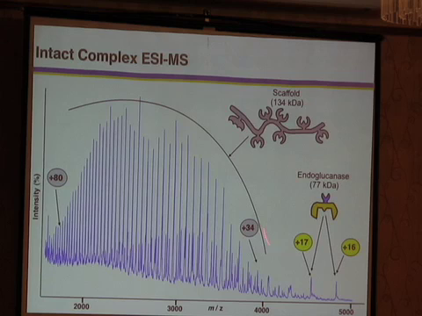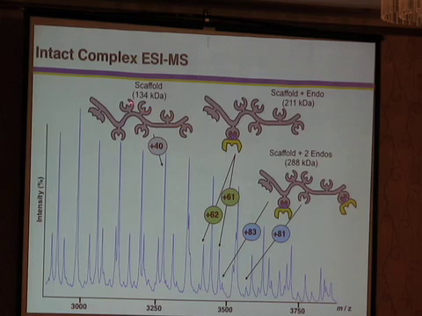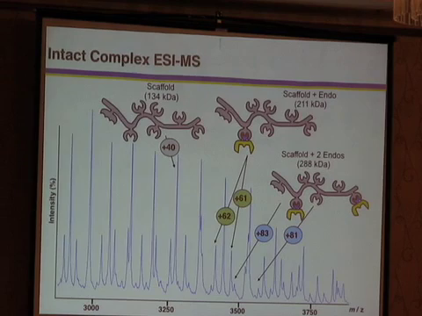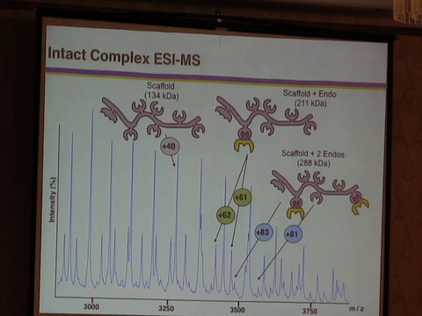And if we zoom in, what we can start to see are some of the complexes where the enzymes are still attached to the scaffold. And we can do this quite well. And so what we're doing right now in the lab is working to tweak the conditions in our mass spec to be able to look at intact cellulosomes in the gas phase, and that will give us an idea of just what the organism is actually putting out into the media.